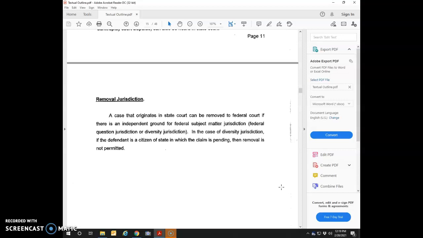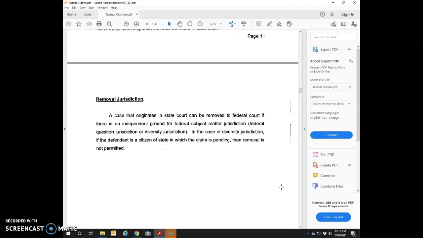As I have here in the textual outline, page 12, removal jurisdiction occurs when we have a case that originates in state court. Under certain circumstances, that case, which is now in state court, can be removed by the defendant to federal court, if there's an independent ground for federal subject matter jurisdiction. And if that independent ground is diversity, the defendant must be a citizen of a state other than the one in which the case is pending.